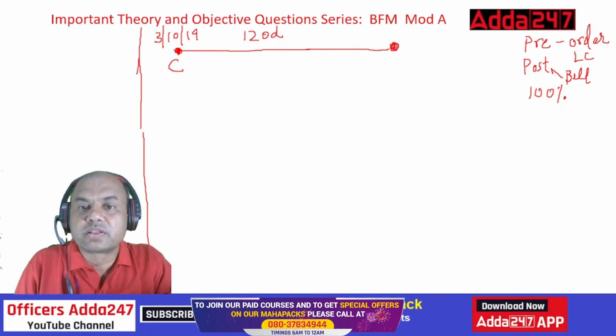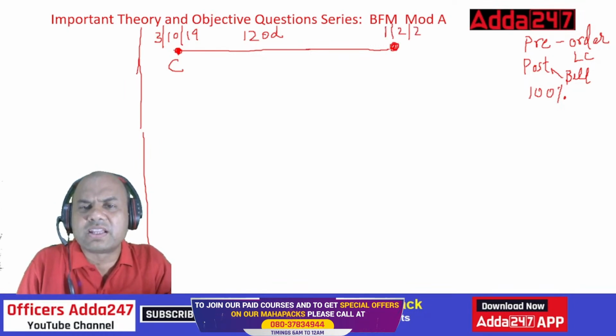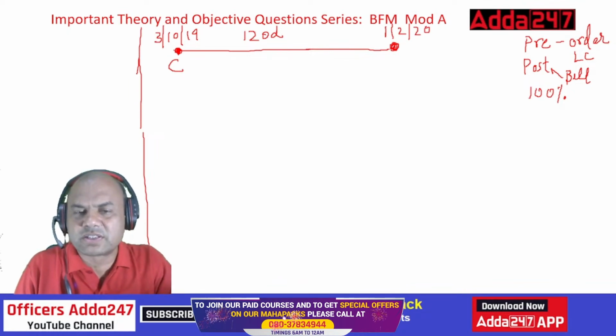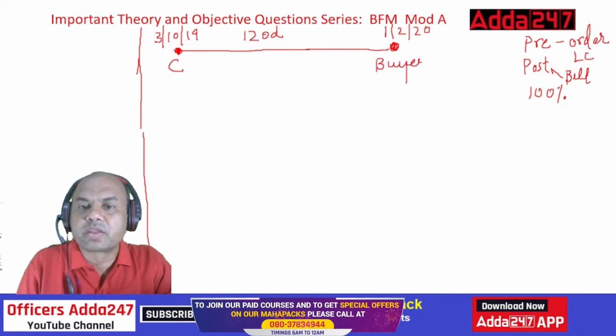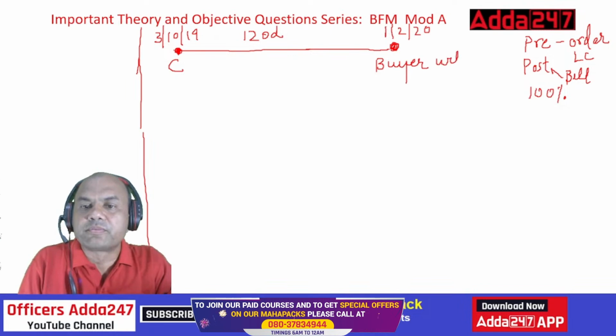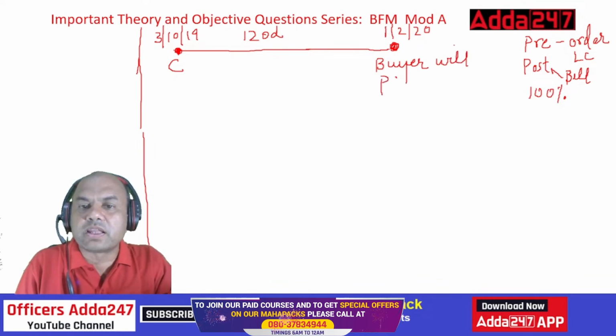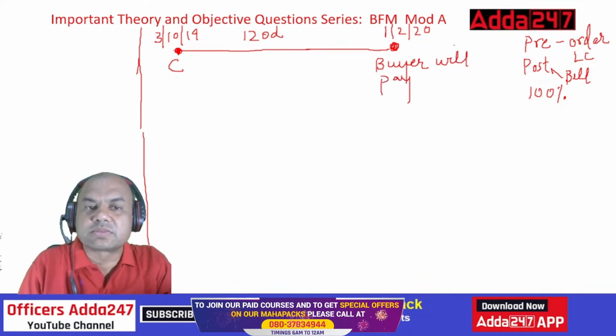1/2/2020, let's make it. Okay, 19 it's there, so 20. So on this date, the buyer will pay. Remember what I mean by this: the buyer will pay. And what has happened on this date, this customer has come to you.